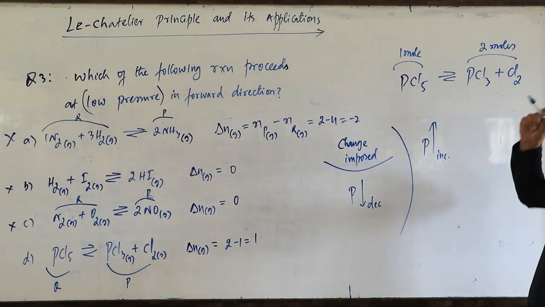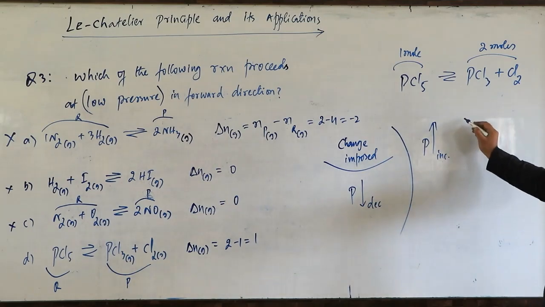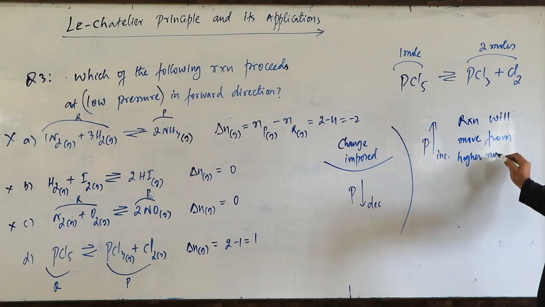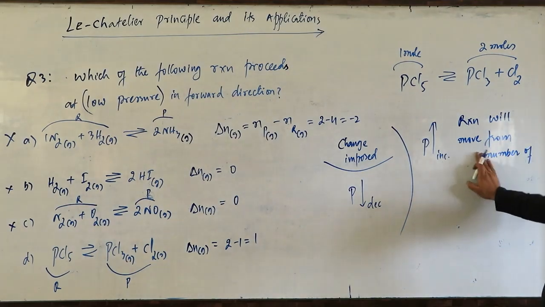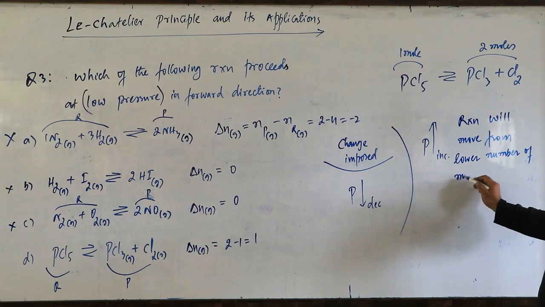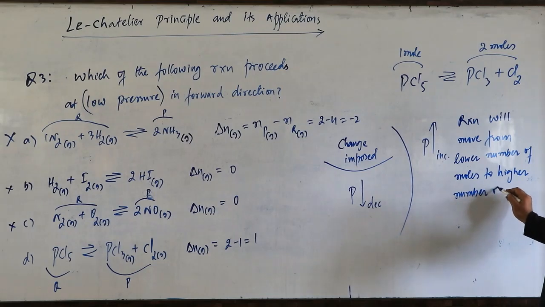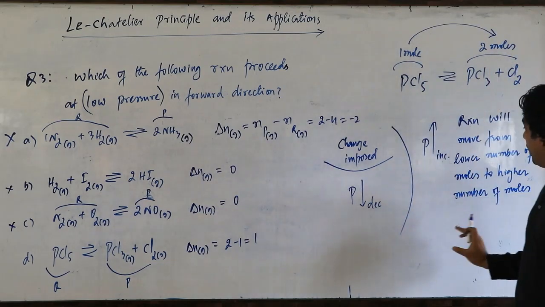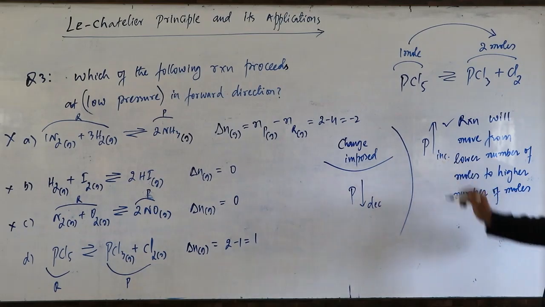Okay? How to increase the pressure, my dear friends? It has to move from lower number of moles to higher number of moles. Okay? So the reaction will move from lower number of moles to higher number of moles. So the lower number is here, 1, so it will move from 1 to 2. So when the reaction moves from lower number of moles to higher number of moles, ultimately the pressure will increase.